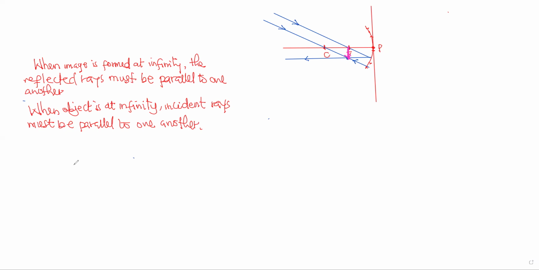Let's discuss the characteristics of the image formed here. 1. The image formed is real. All real images are inverted.